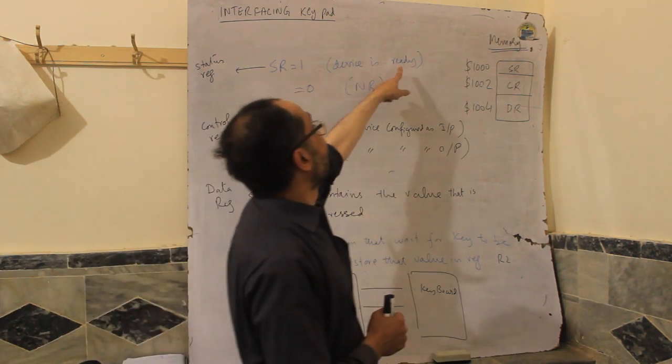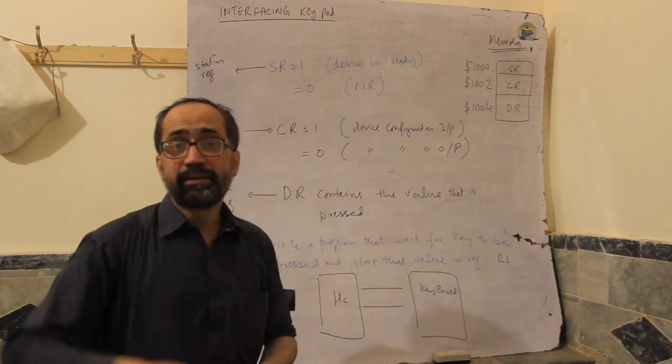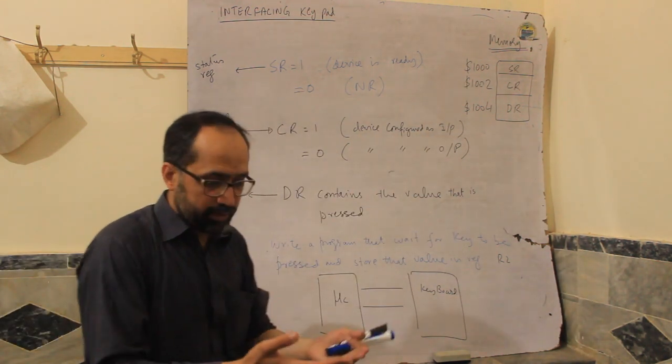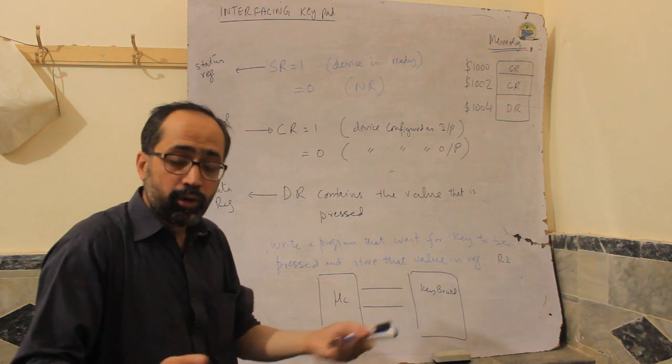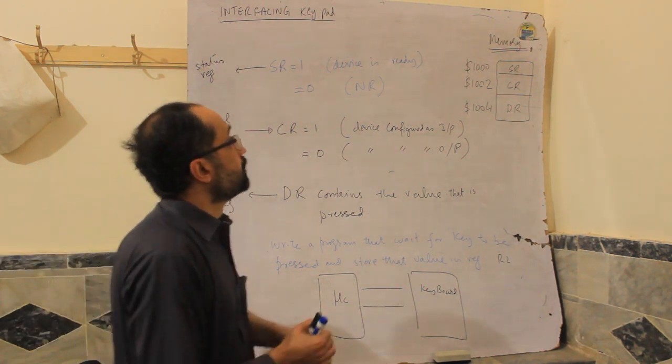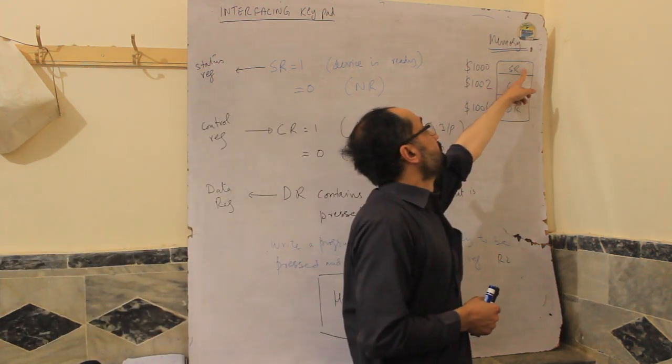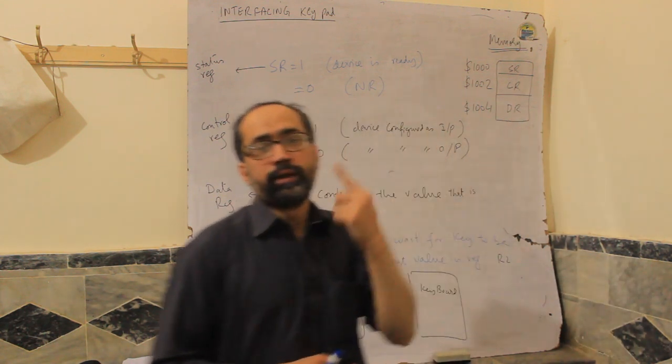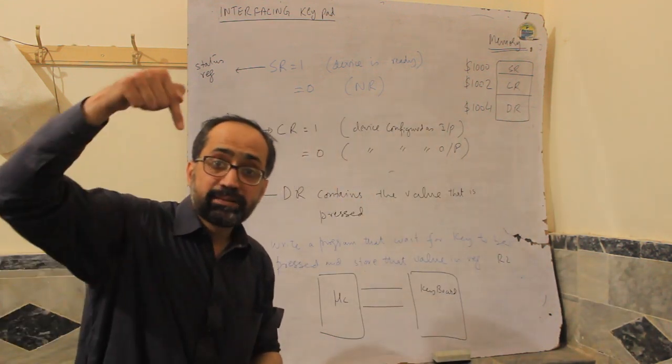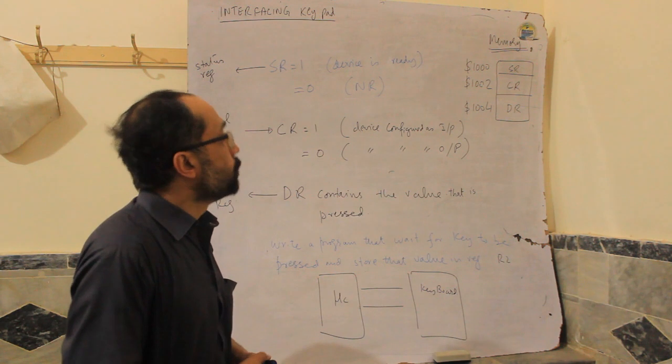Now let's assume that we have a specification from the manufacturer that if SR is equal to 1, it means that the device is ready and some key has been pressed. When we press a key on the keypad or keyboard, the SR will contain a 1. It means that some key has been pressed by the user.